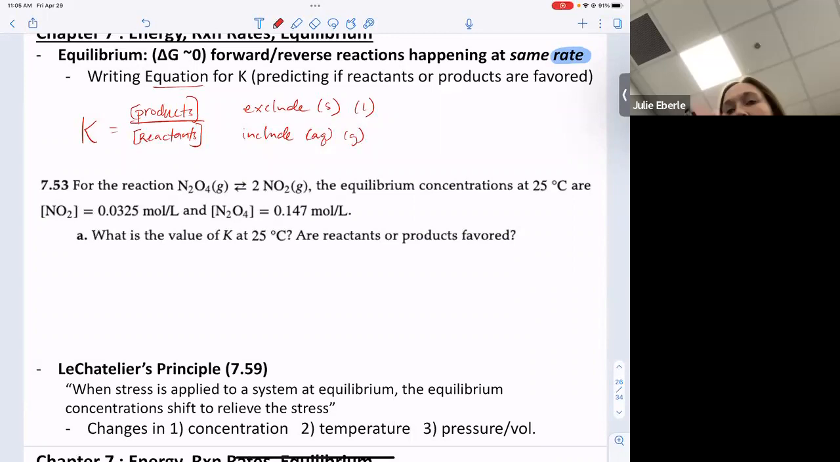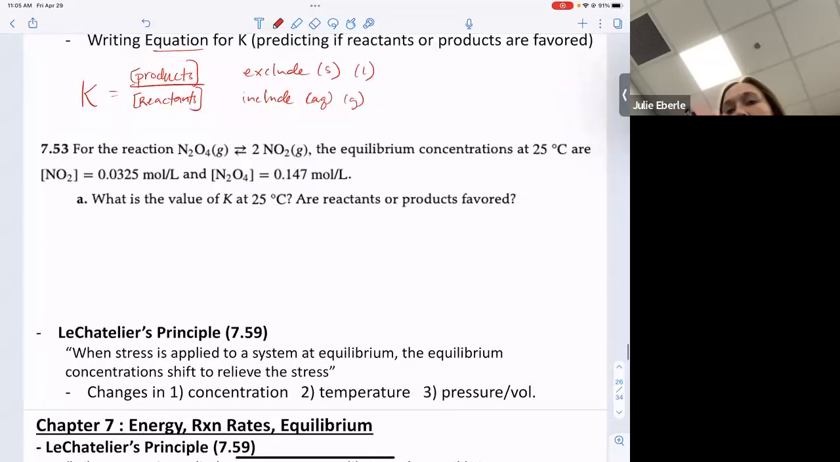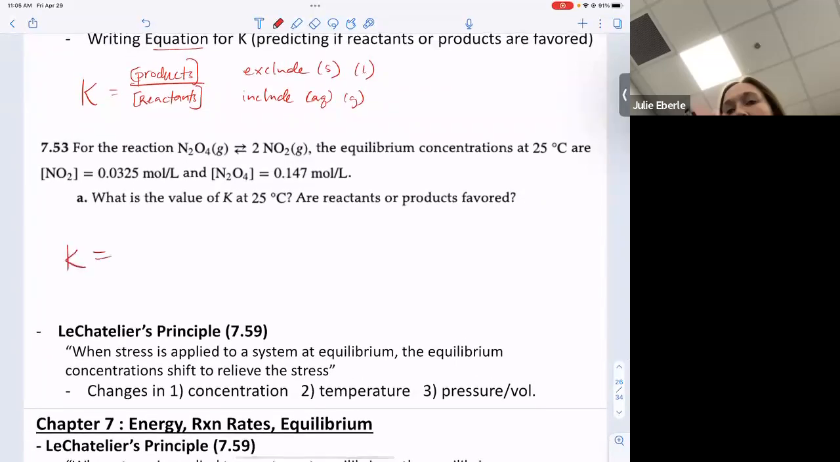So it tells you concentrations at 25 degrees Celsius at equilibrium for NO2 are 0.0325 molar, and for N2O4, dinitrogen tetroxide, 0.147 molar. So let's calculate K. What's the value of K? Are reactants or products favored? So what would we write? We'd say K equals, both are gases, so I can include both. And remember, you raise things to the power of their coefficient.